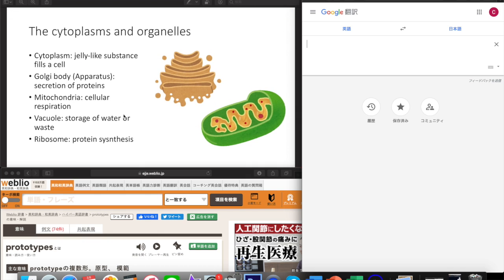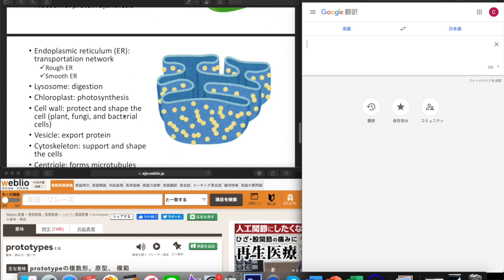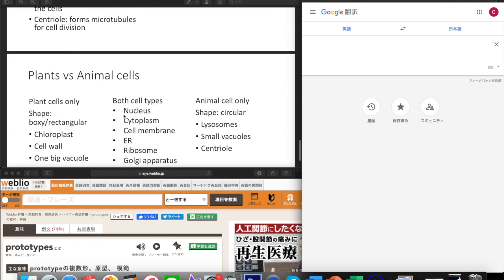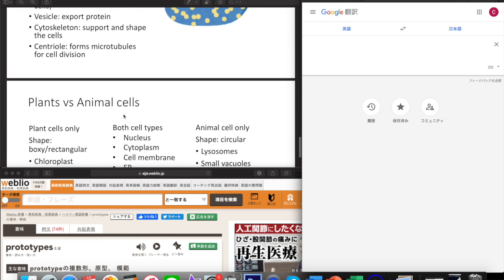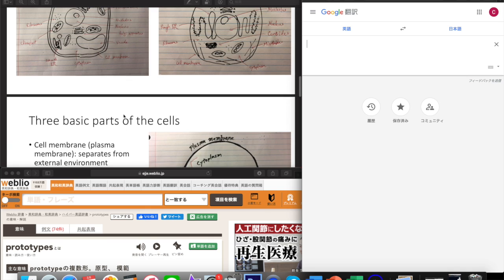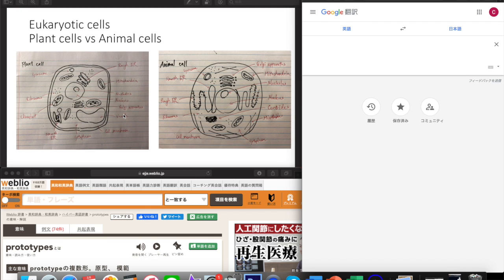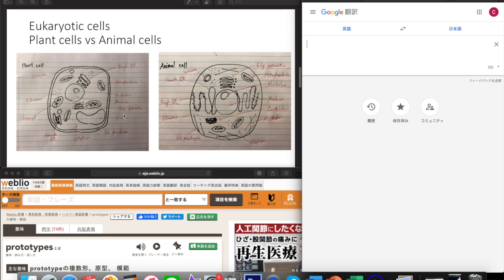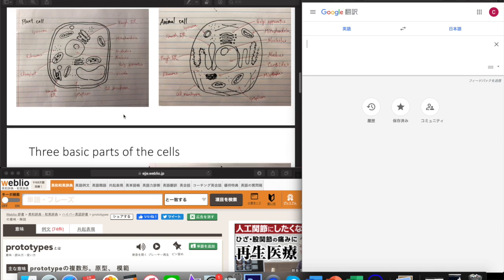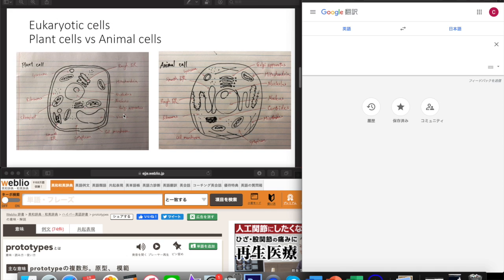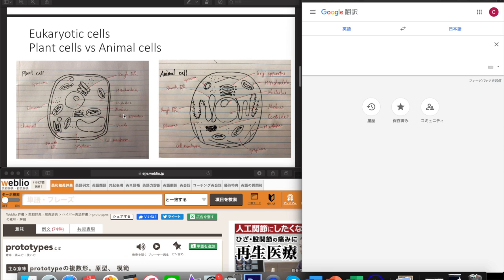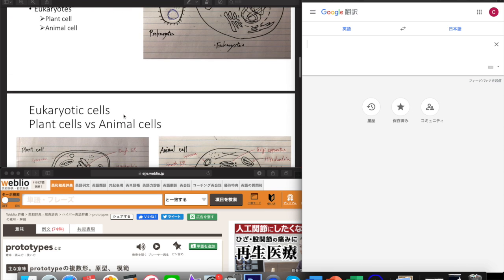Eukaryotic cells have a membrane-bound nucleus and numerous membrane-bound organelles such as endoplasmic reticulum, Golgi apparatus, chloroplast, mitochondria, and others, and several rod-shaped chromosomes, etc. This picture shows the difference between the plant and animal cells. So obviously different, right?